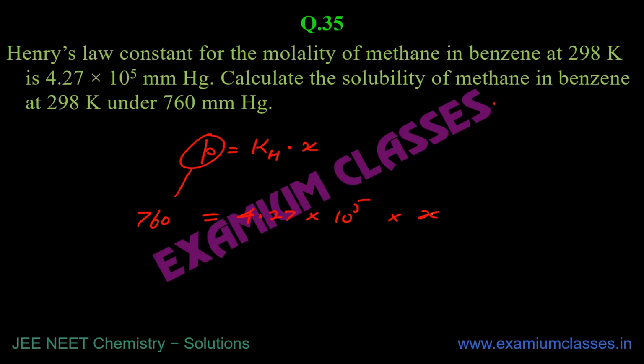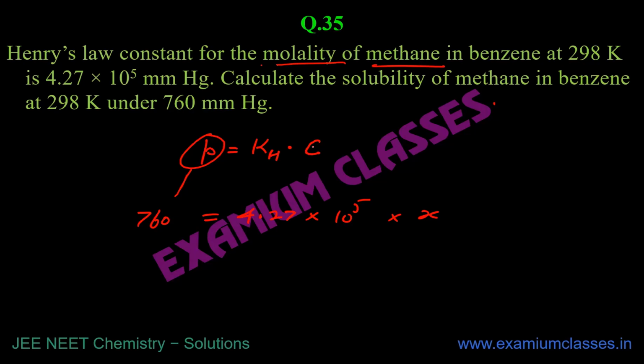So in such questions where nothing is given and it is written Henry's law constant for molality of methane, in that case you will consider that whatever we are talking about concentration, we are talking about the concentration for molality. Henry's law constant for molality of methane means methane is the solute here, and this is the mole fraction of solute. So we will consider it as a molality, that is concentration, that is solubility. So understand what change you will make here.